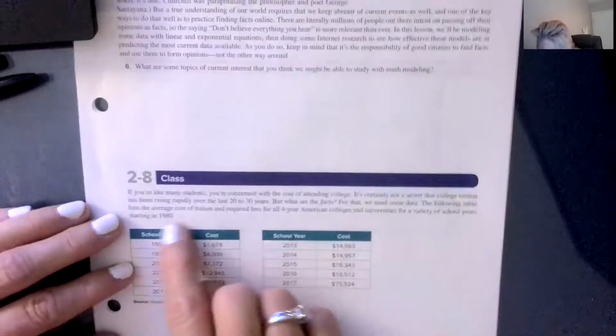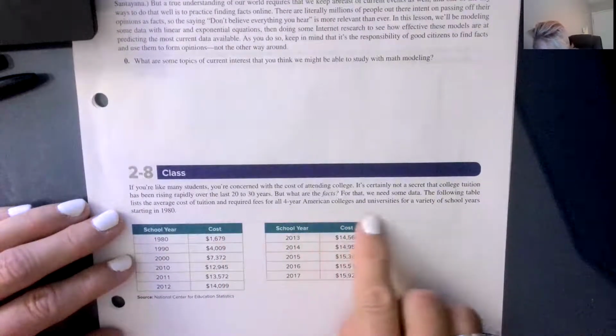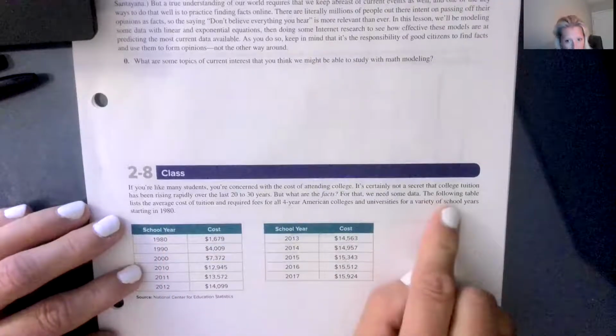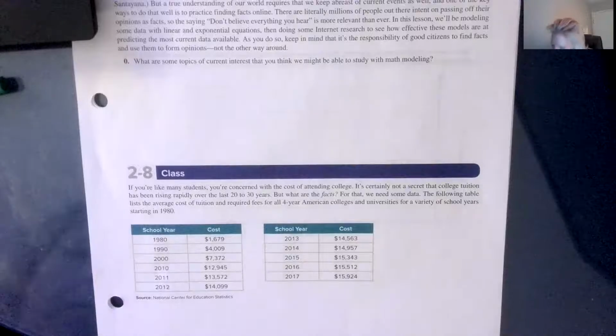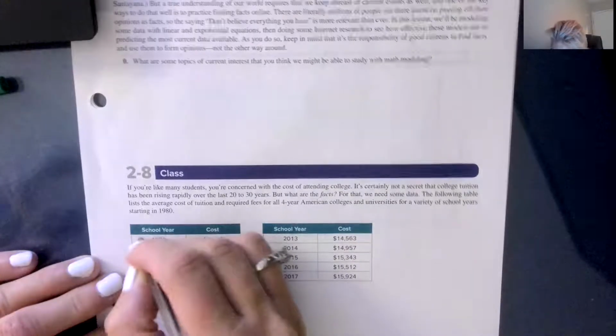The following table lists the average cost of tuition and required fees for all four-year American colleges and universities for a variety of schools starting in 1980. So it's not all schools, it's a variety, and this is starting in 1980. So 1980 is our base year. Okay, so this is going to be 0.